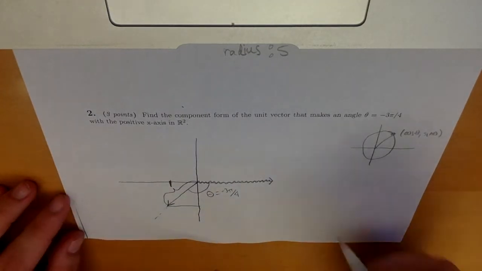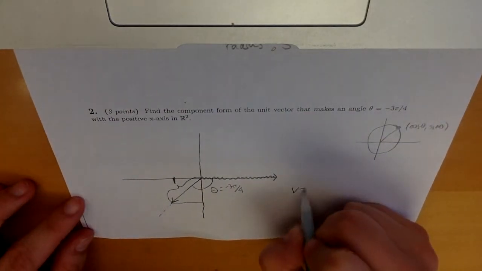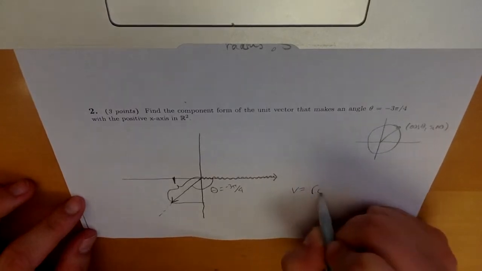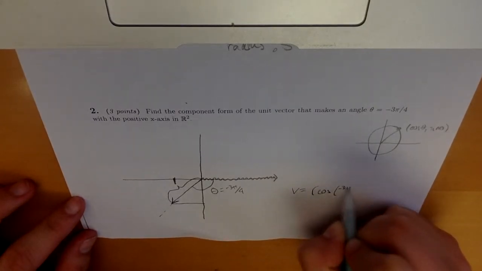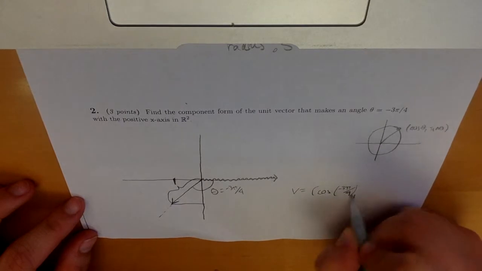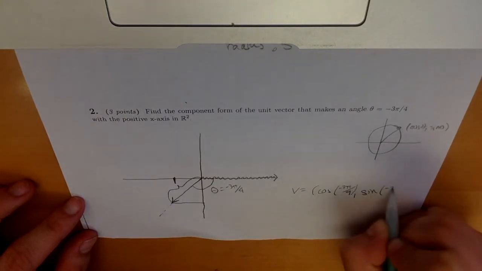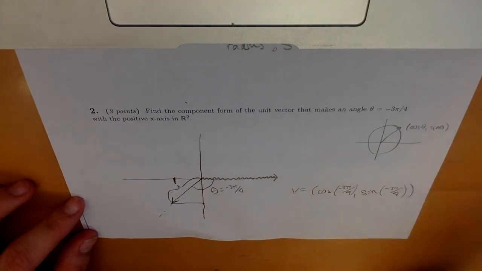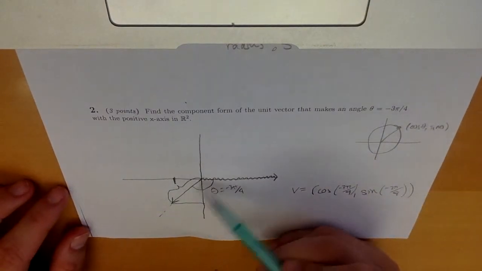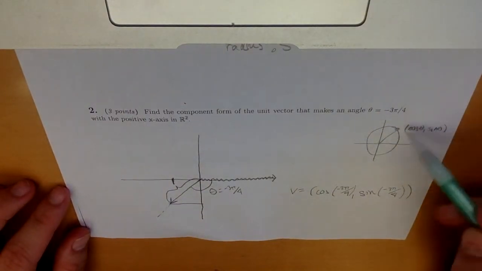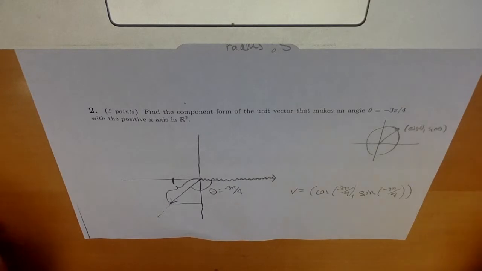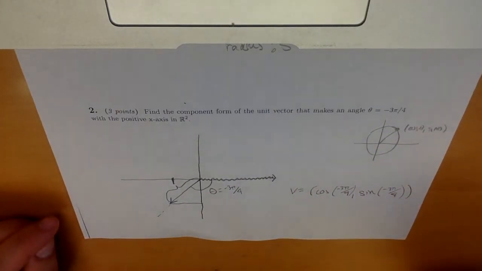Okay, so what this vector is going to be is actually just cosine of negative 3 pi over 4, sine of negative 3 pi over 4. So that's unit 1, because we know that when we square cosine and sine and add them together, we get 1, and when we take the square root of that, it's 1. So that distance is going to be 1 for sure.